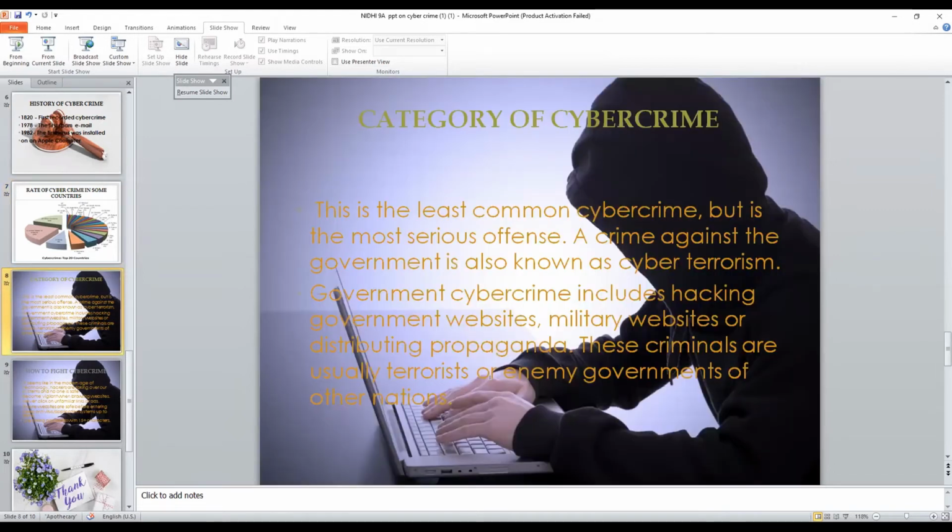Then we have the category of cybercrime. One category is government. This is the least common cybercrime, but it is the most serious offense, because a crime against government is also known as cyber terrorism. Government cybercrime includes hacking government websites, military websites, or distributing propaganda. These criminals are usually terrorists or enemy governments of other nations.